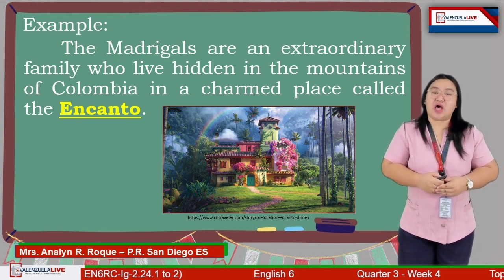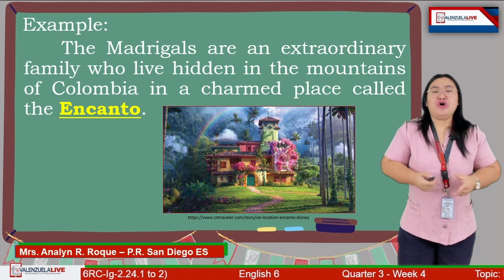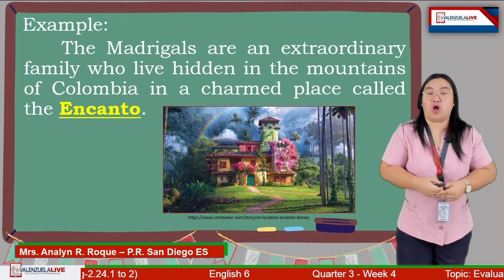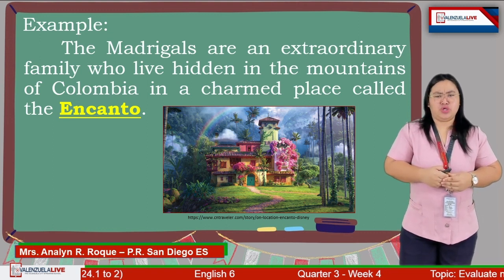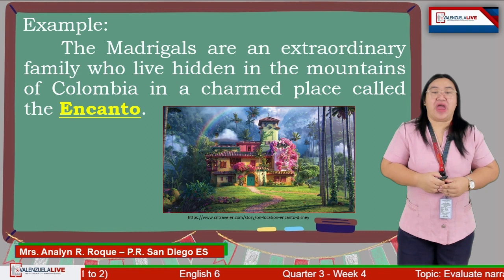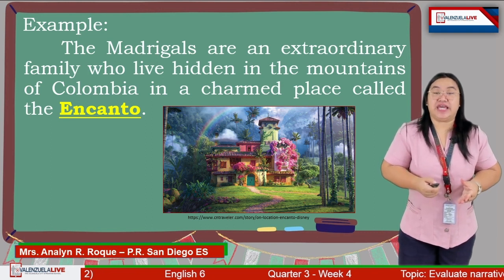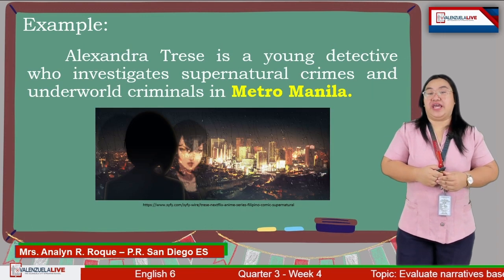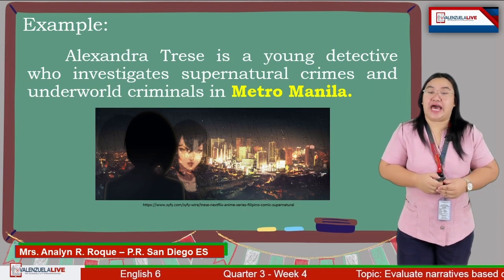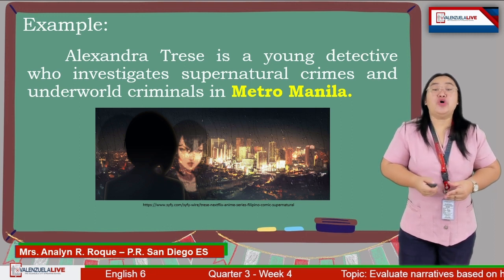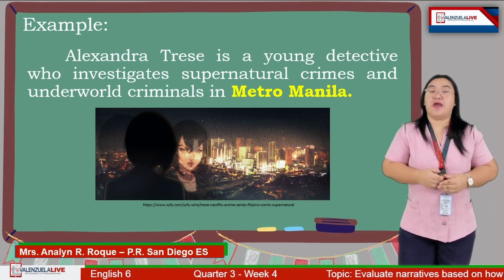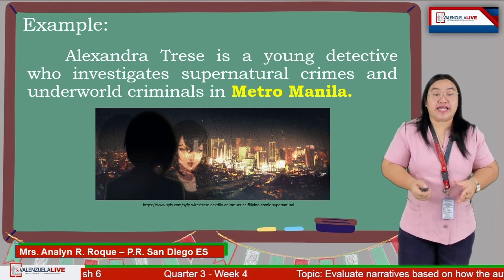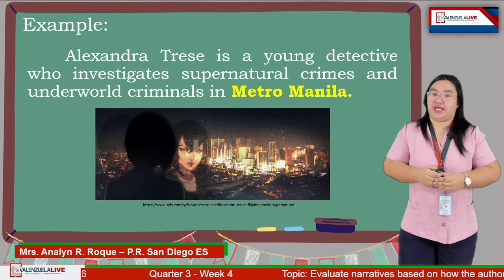So I have here some examples. The Madrigals are an extraordinary family who live hidden in the mountains of Colombia in a charmed place called the Encanto. So, in this example, it is very obvious that the setting is in a charmed place called the Encanto. I have here another example. Alexandra Trece is a young detective who investigates supernatural crimes and underworld criminals in Metro Manila. The setting is Metro Manila.